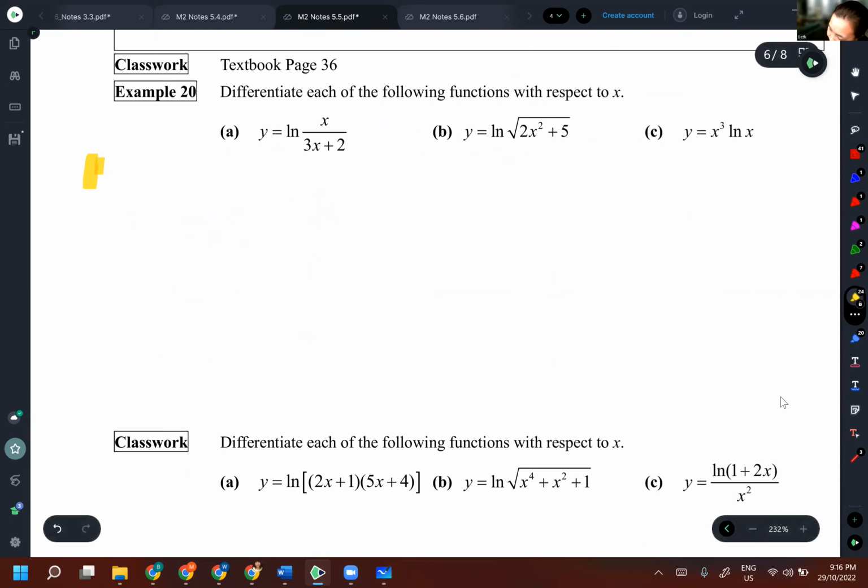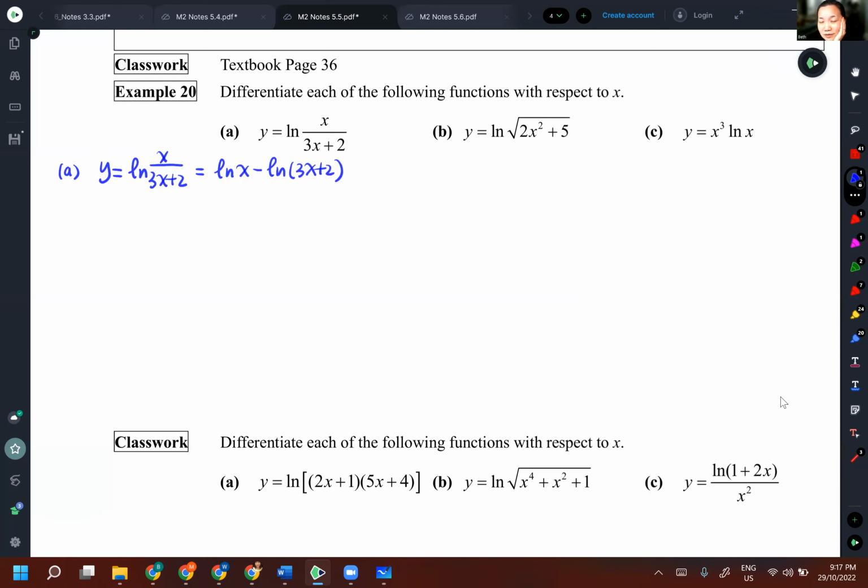This one, A. Every time, A. y equals log of x over 3x plus 2. Sorry. I'm going to change it to log x minus log (3x plus 2). I think it's easier this way.